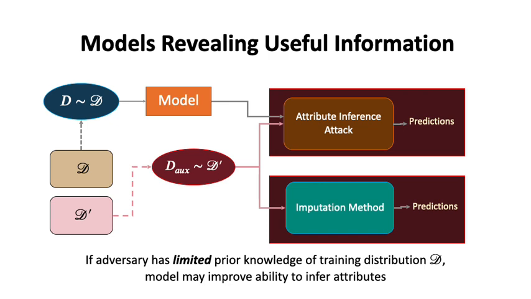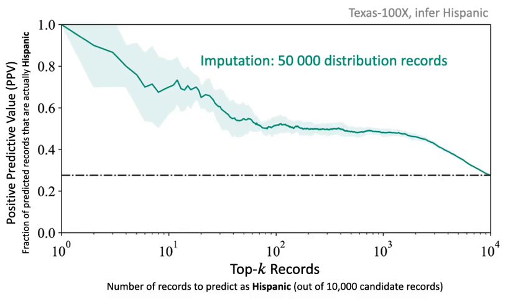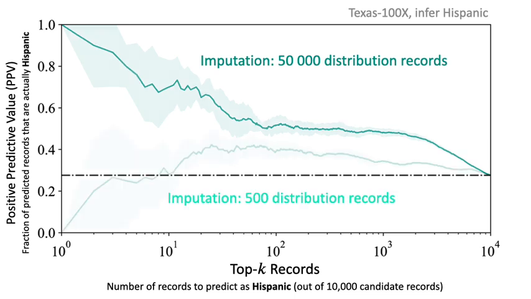Another case can be when the adversary can only sample a limited number of records from the training distribution to train the imputation model. Even here, having access to the target model can provide additional information to the adversary. Going back to the previous example, where the imputation model trained on 50,000 records from the training distribution performs well in the Hispanic inference task, if instead the adversary only has 500 records from the training distribution, the imputation model performs much worse than the strong imputation case. Though we note that even in this case, the imputation does better than random guessing. We show that our white box attribute inference attacks can outperform the imputation in this data deficit case.